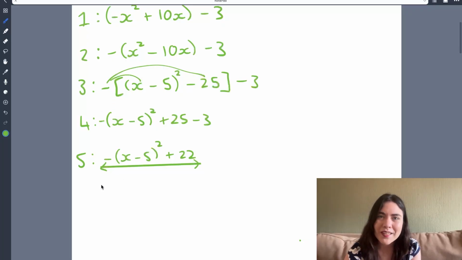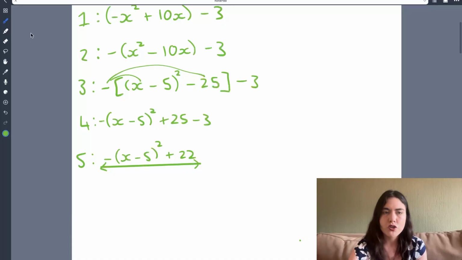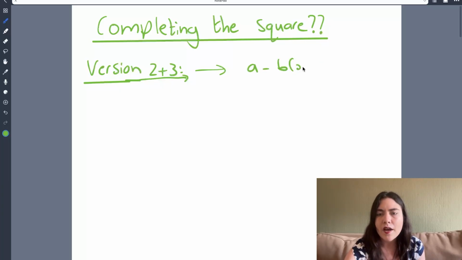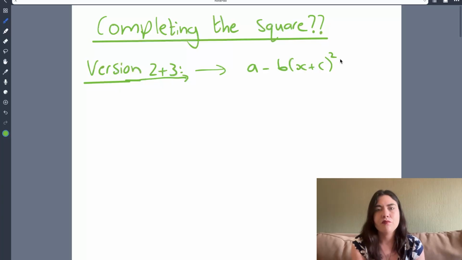All right, let's move on to version 2 and 3 combined. I'm just going to quickly do an example to show you because it does come up sometimes. Again, it doesn't really change. I just want to show you how we can merge the two. So version 2 and 3 combined are going to look like this: a minus b times x plus c squared. So here we have 3 unknowns to find. Now this is if there is a negative number in front of x squared that is greater than 1.